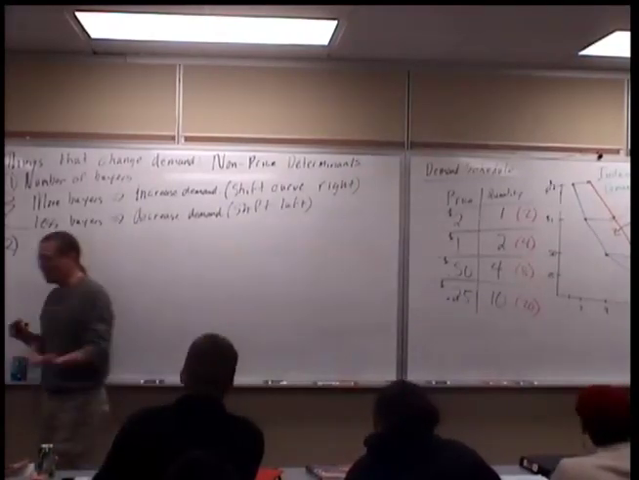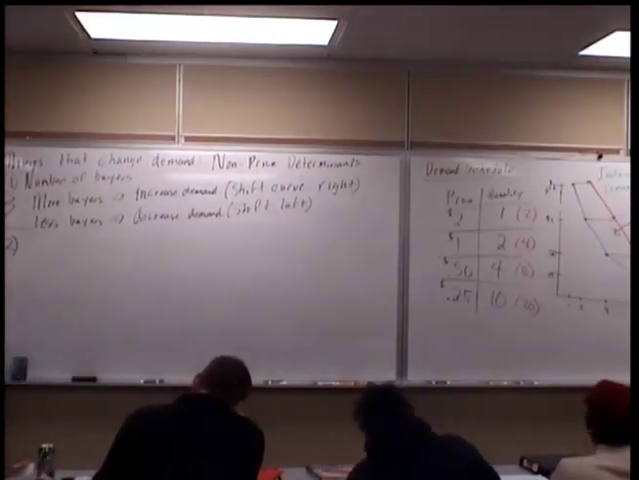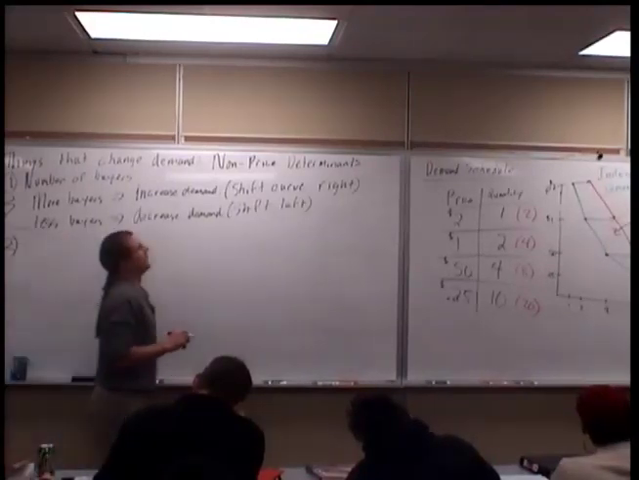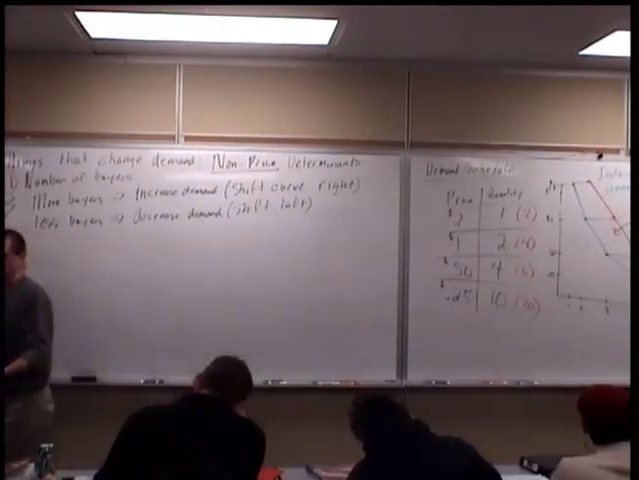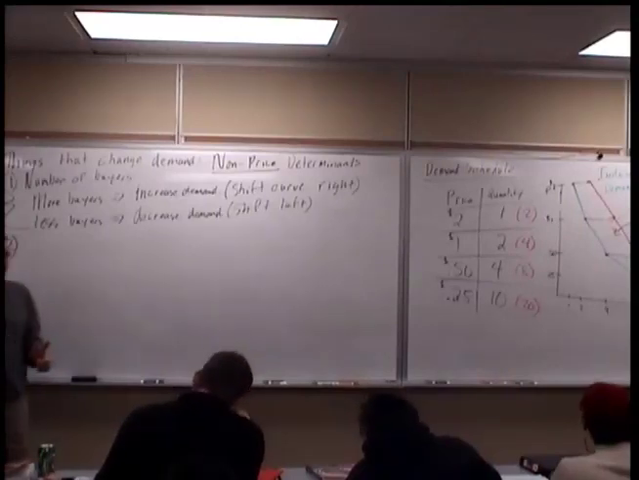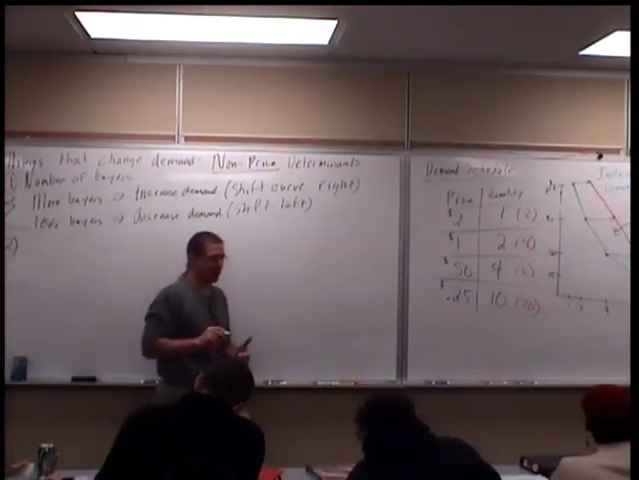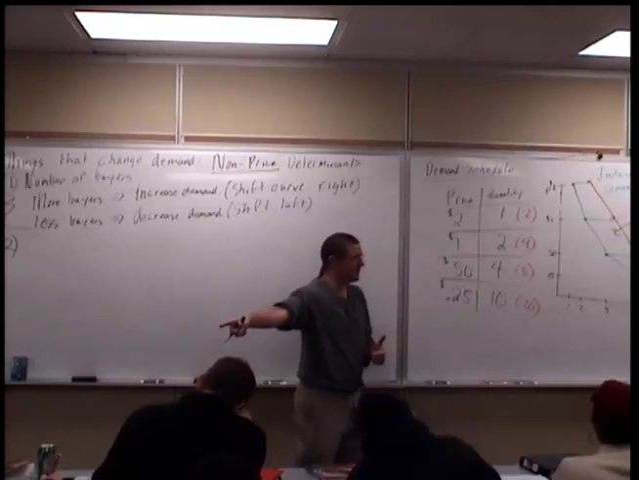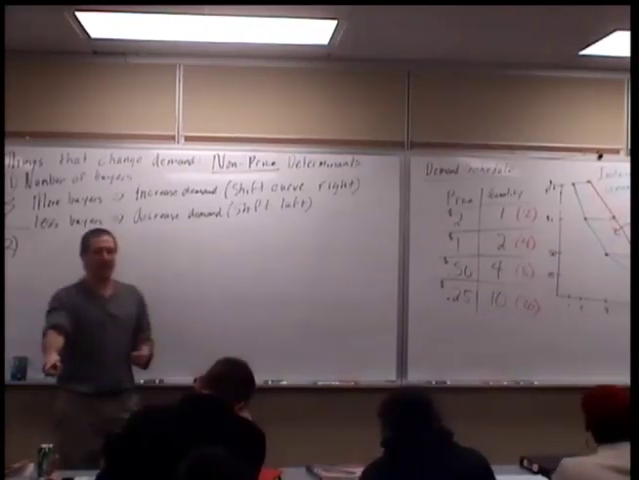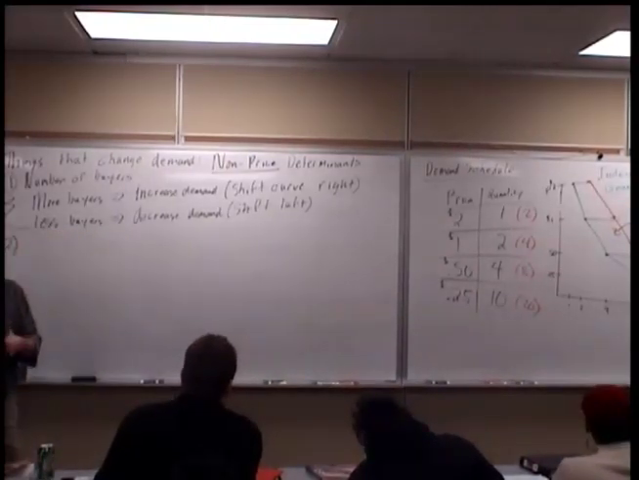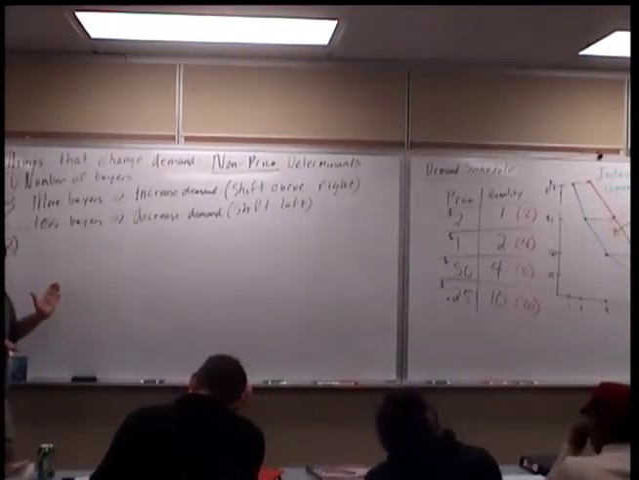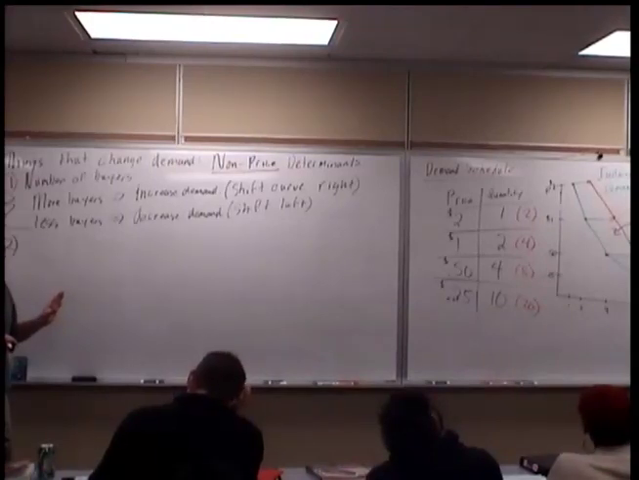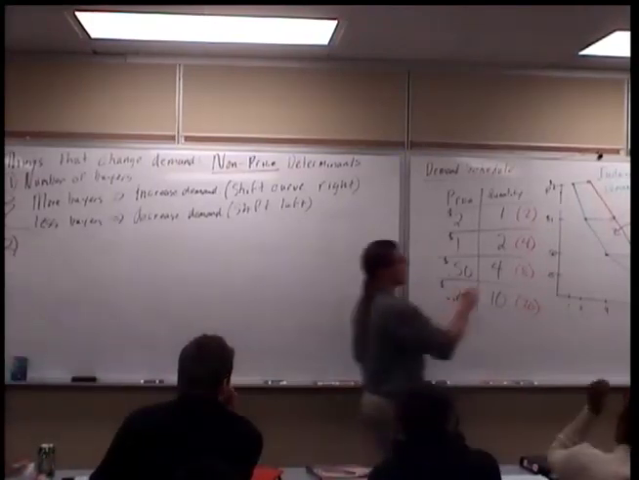So these things that will move demand will be called non-price determinants. The reason why they're called non-price: what happens when the price changes? If the price goes up, what happens? Quantity goes down, right? When the price goes up, the quantity that we demand will decrease. Demand itself doesn't change when the price changes, right? All you do when the price changes is you move.